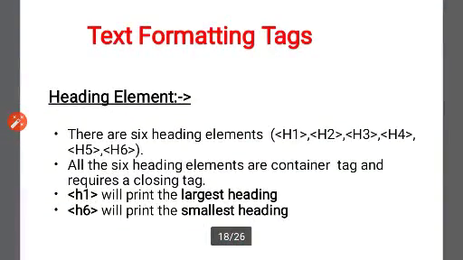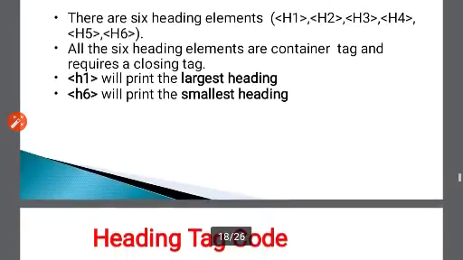Now next tags, we have got text formatting tags. Under that we have the heading element. The heading tag has 6 levels: H1, H2, H3, H4, H5 and H6. We also call it a container tag because obviously it requires a closing tag. H1 is the largest heading and H6 gives the smallest heading.